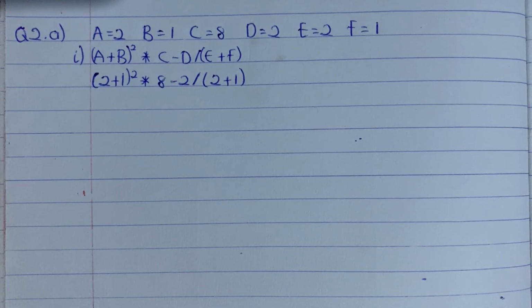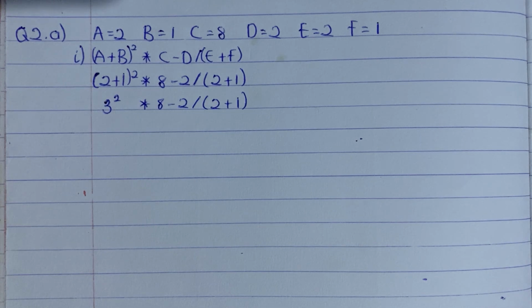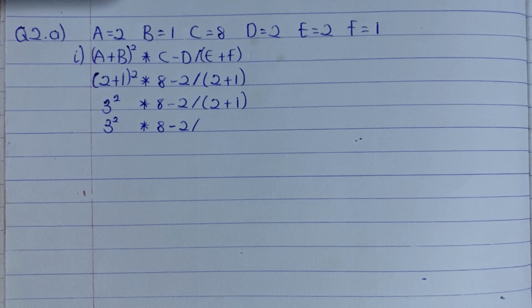So we can see two parentheses. Tackle that first, and it's from left to right. So I'll start with the first one. So 2 plus 1 will be evaluated to 3. Move on to the next parenthesis and evaluate that one too.